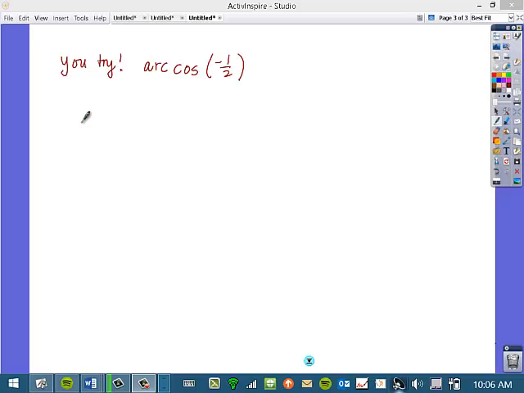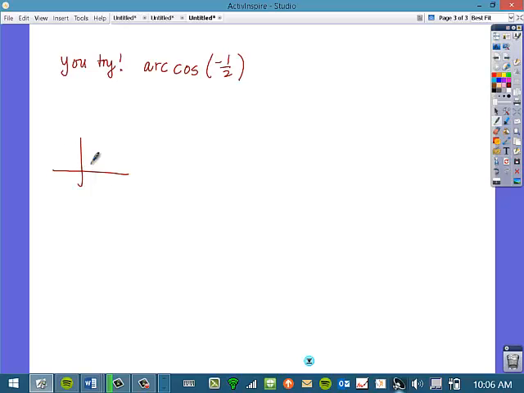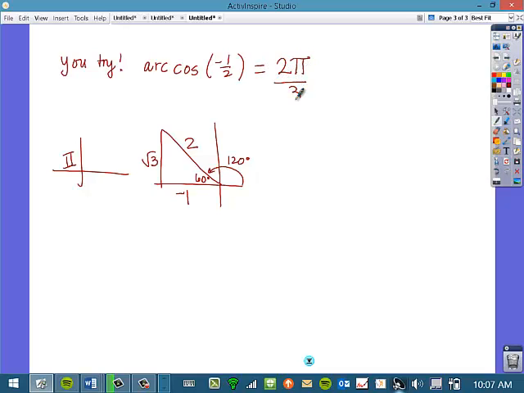Okay, so the first thing I need to think about is that cosine is negative. Cosine's range is restricted to the first and second quadrants, so since it's negative, I'm going to put it in the second quadrant. Cosine is adjacent over hypotenuse, making this √3, which would also make this 60 degrees. So this whole thing would be 120 degrees, which in radians is 2 pi over 3.